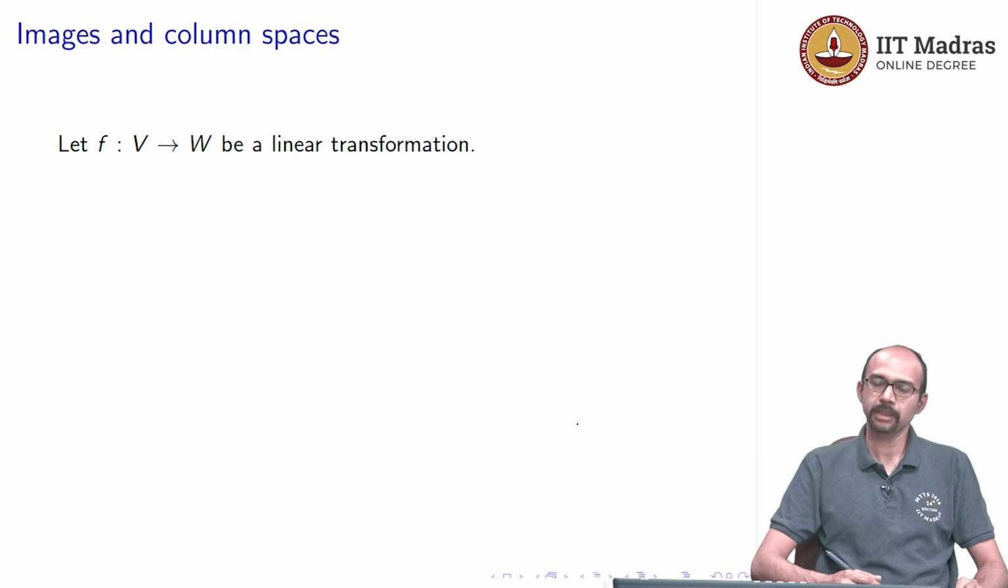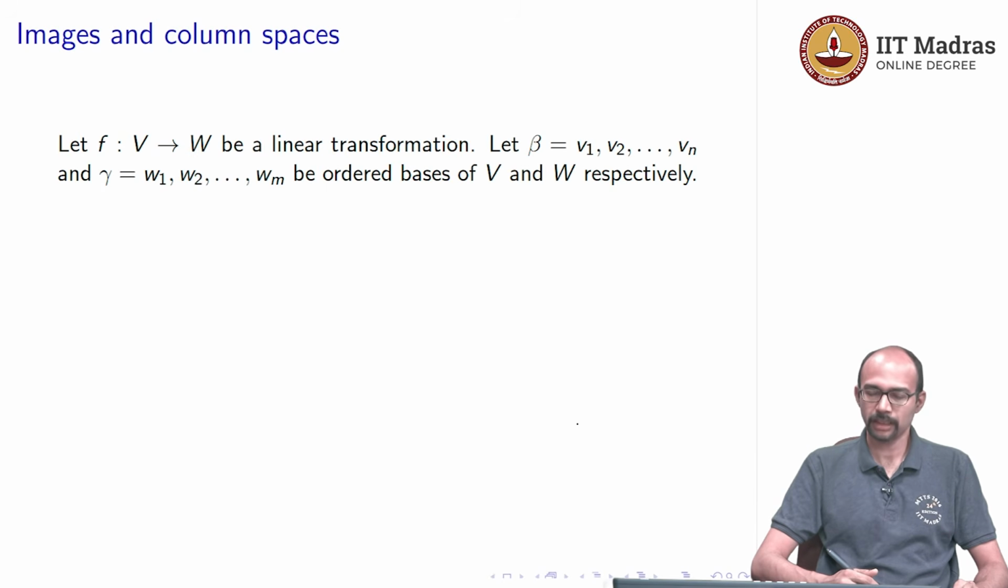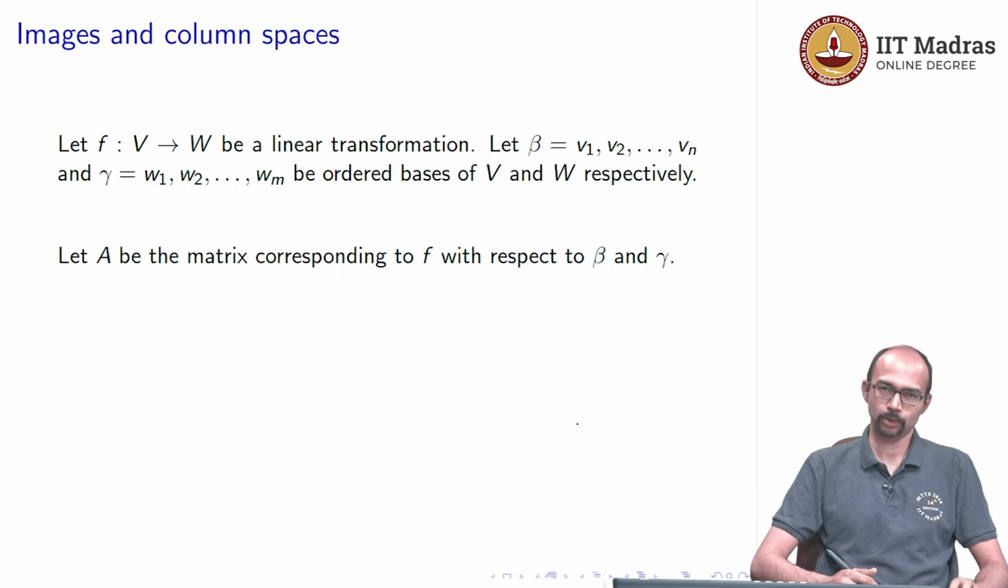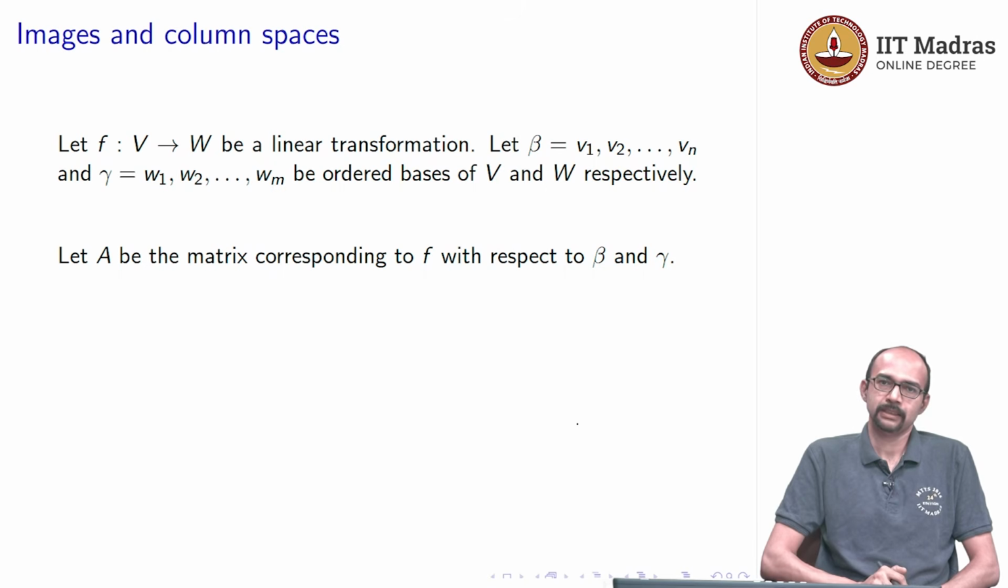Okay. So, let us similarly describe the relation between images and column spaces. Let f from V to W be a linear transformation, let beta be v1, v2, up to vn, and gamma be w1, w2, up to wm. Both of these are ordered bases, beta for V and gamma for W, and let A be the matrix corresponding to f with respect to beta and gamma. So, we know how to write this. The jth column of A corresponds to the coefficients arising from expressing f of v j in terms of the w i's.